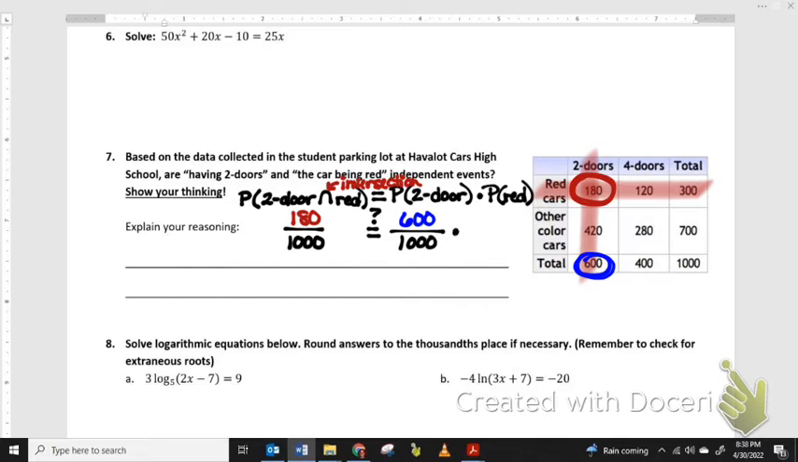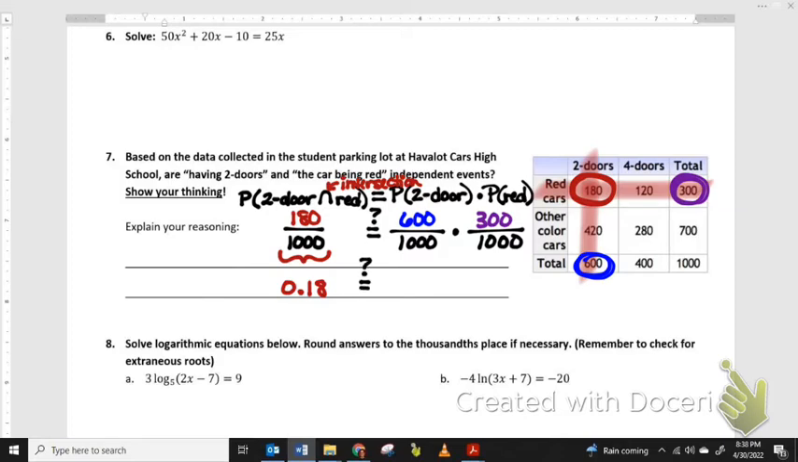We're going to multiply that by the probability that any car on this lot is a red car. 300 out of 1,000, yes. If these are equal, then they are independent. And if they are not equal, then they are not independent. So I'm going to take this side and put it into my calculator. If you do 180 divided by 1,000, what do you get on your calculator? 0.18.